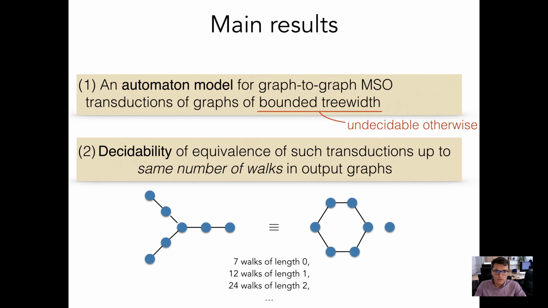Unfortunately, we can decide if transductions output graphs equivalent up to a relation which identifies, well, very different graphs. Those 2 graphs in the picture are not that similar, and yet they are identified.